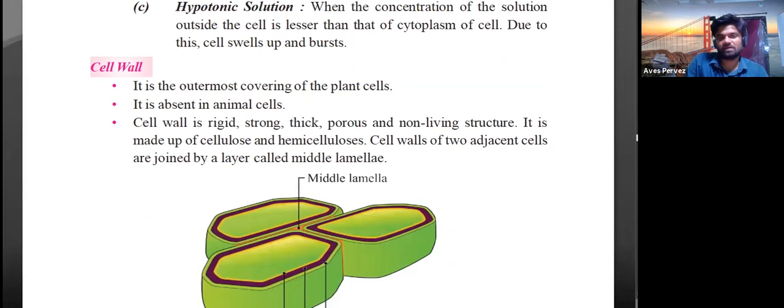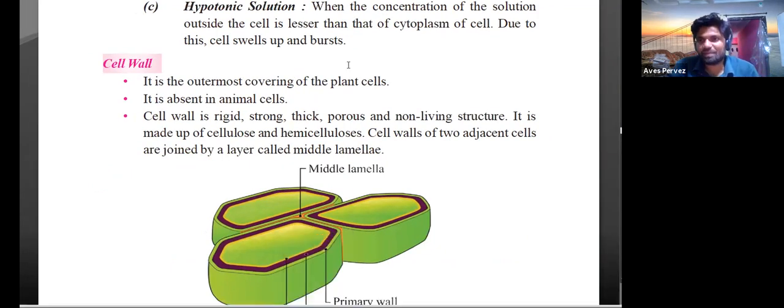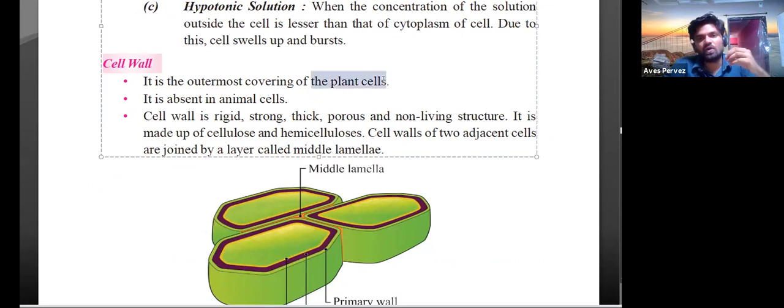What actually is the cell wall? I have taught you that the cell wall is the outer layer present in the plant cell only. It is absent in animal cells. The cell wall is rigid, strong, porous, and a non-living structure, and it is made up of cellulose and hemicellulose.